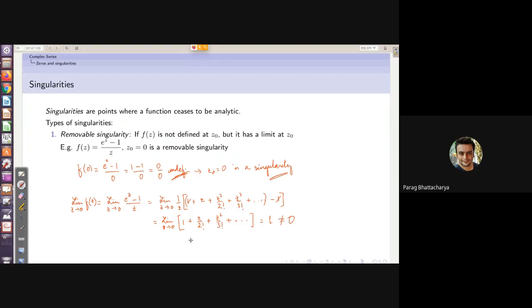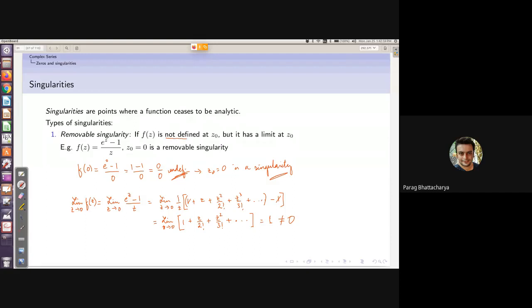So this is what I mean. It is not defined at z naught, but it has a limit. It has a limit because it is non-zero. That means in this function, z naught equal to zero is a removable singularity. That's the meaning of a removable singularity.